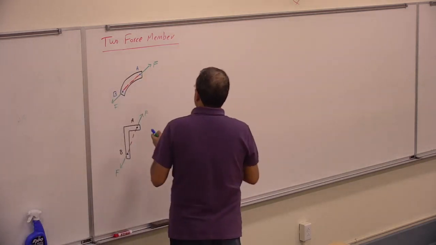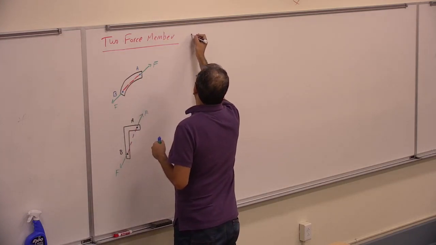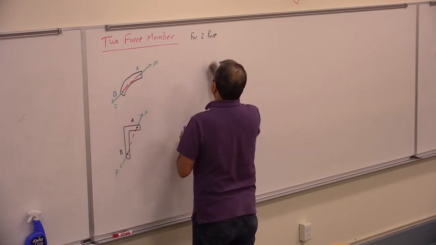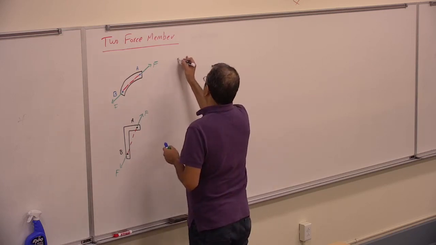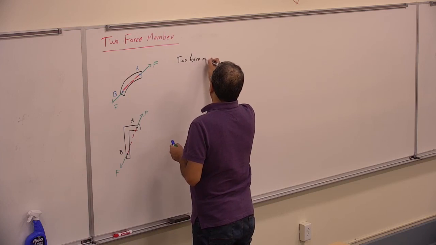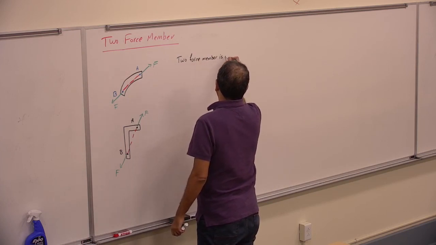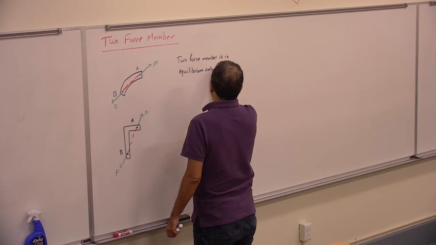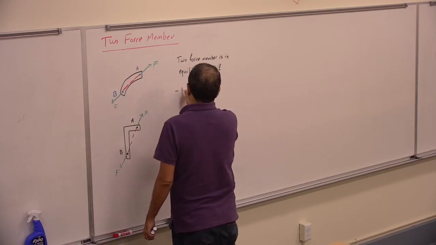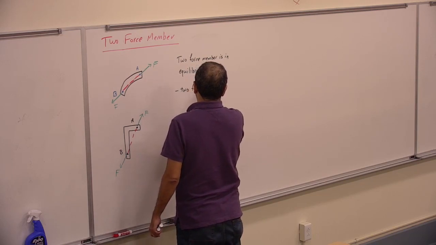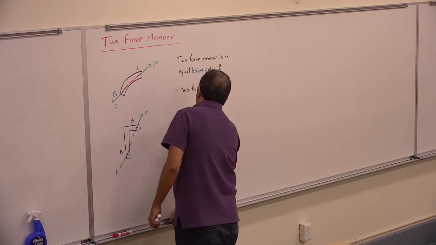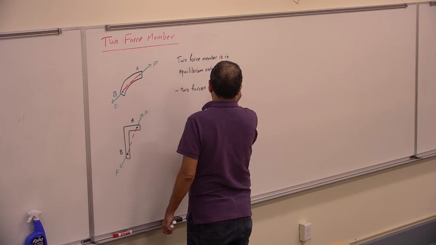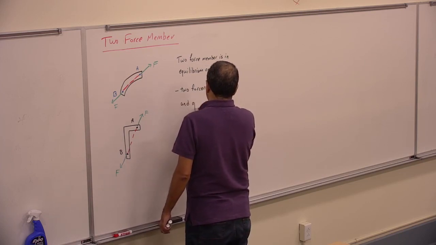So if I have two forces, a two-force member, the only way is that the forces are equal and opposite in direction.